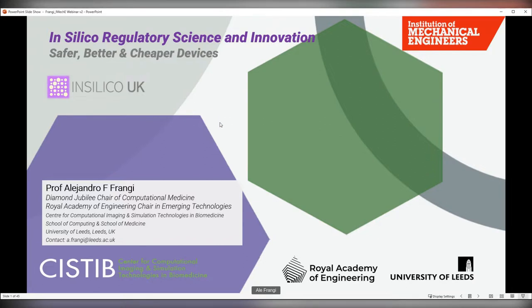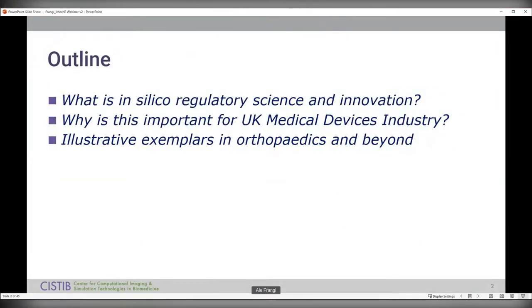Thanks a lot for the introduction, Rossi. This talk is a bit more of an overview talk, to provide the motivation for why in silico methods could be useful in the regulatory space, rather than going into detail on a specific piece of research. What I hope you will gather from this talk are the following 3 points.